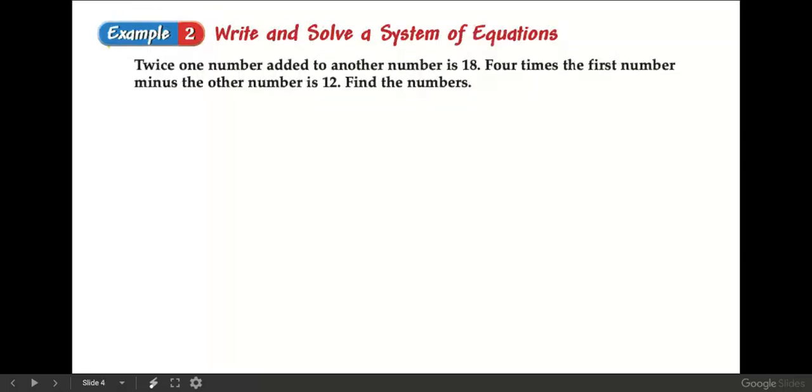So let's go ahead and look at a second example. Here we're asked to write and solve a system of equations, right? It says twice one number added to another number is 18.